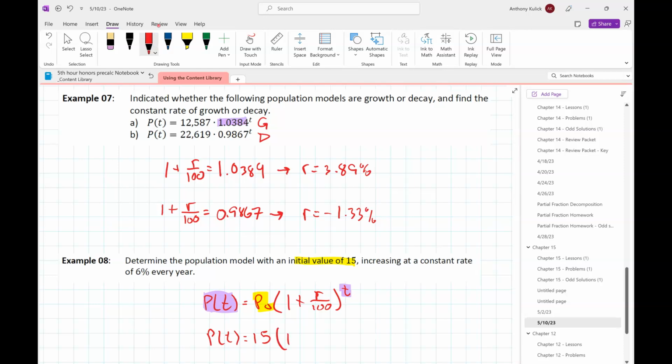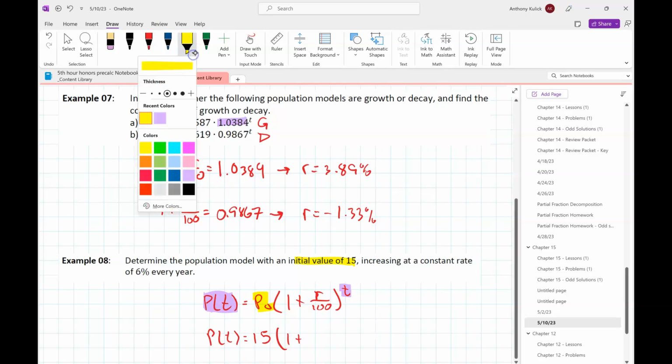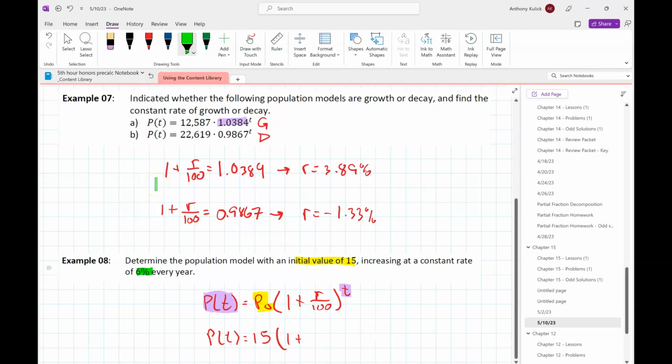Increasing, so because I heard increasing, what do I know about the R? It's positive at a constant rate of 6% every year. So the R should just be 6 then. And then we have to make a decision because t is just time. So we need to pick a unit of time to use here. What unit of time should we be using in this?